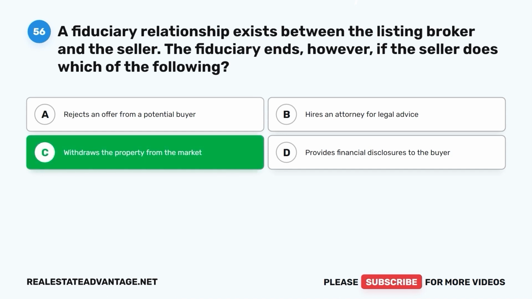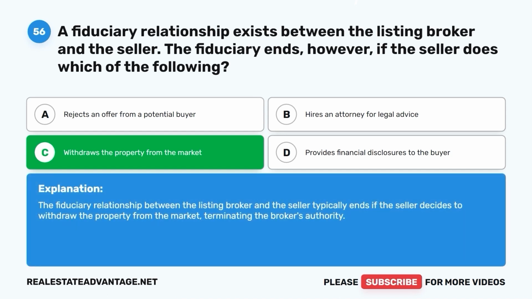The correct answer is C. Withdraws the property from the market. The fiduciary relationship between the listing broker and the seller typically ends if the seller decides to withdraw the property from the market, terminating the broker's authority.